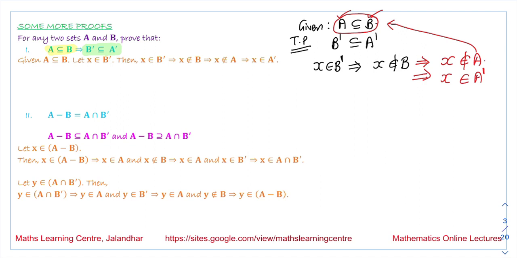So what we get is that X belongs to B dash implies that X belongs to A dash. And what does this mean? That B dash, that is complement of B, is a subset of complement of A. So this is our first proof.